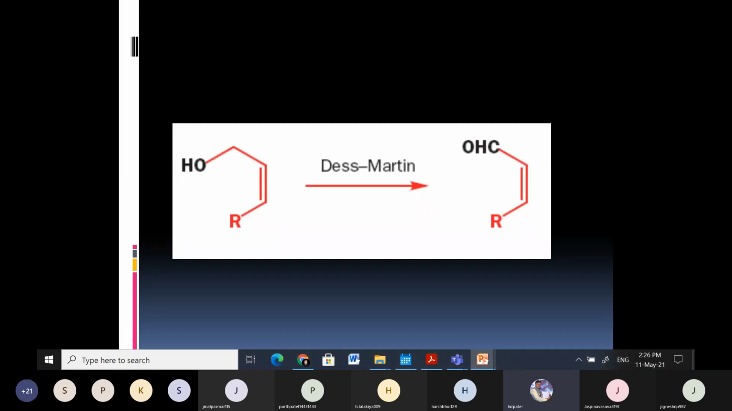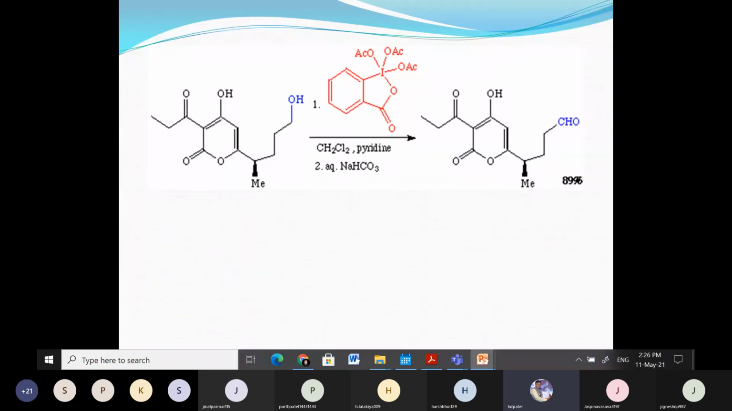Some other reactions are there. Now looking at this structure, it looks complicated. We are having two hydroxy groups, or two OH groups. Here one OH group and here another OH group. But if you compare the characteristics of both OH groups, both are different. This one is in the form of CH2CH2CH2OH, so we can call it an alcoholic OH.